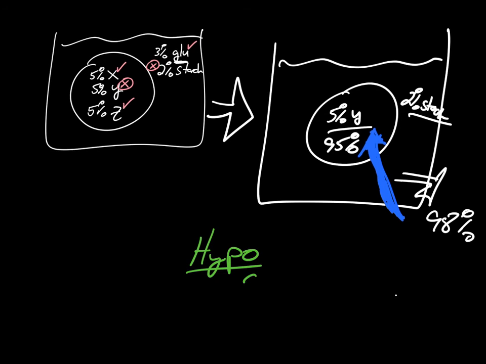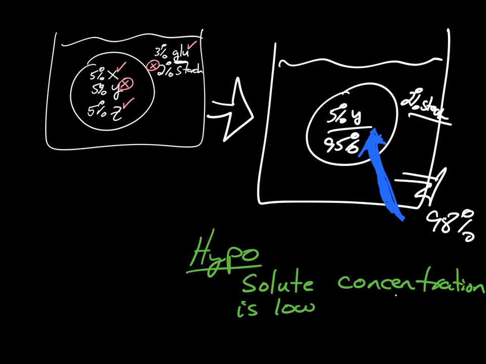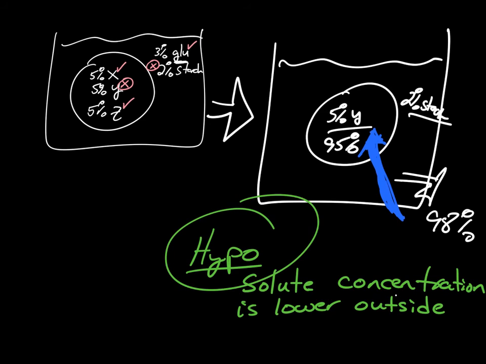It's because the solute concentration is lower. We're comparing outside first. It is lower outside. I'm worried about outside relative to inside. So outside is lower compared to inside. So it's hypo. That's my answer.